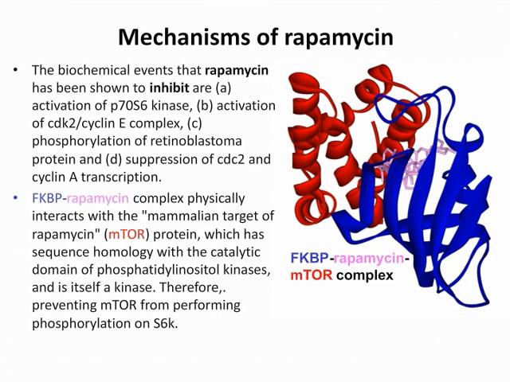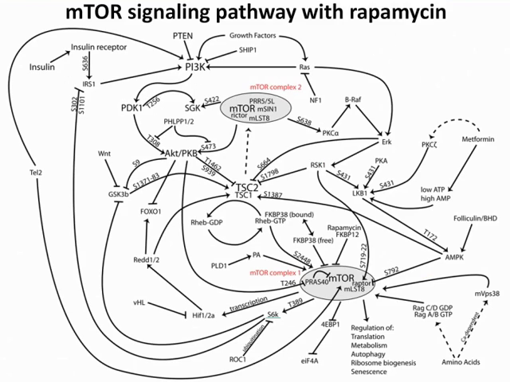It prevents this from occurring by interacting with the mammalian target of rapamycin, called mTOR. Interacting with mTOR prevents it from phosphorylating the S6K kinase. So this is just the mTOR signaling pathway with rapamycin. He won't test you on this, so just know the previous slide and you'll be good.